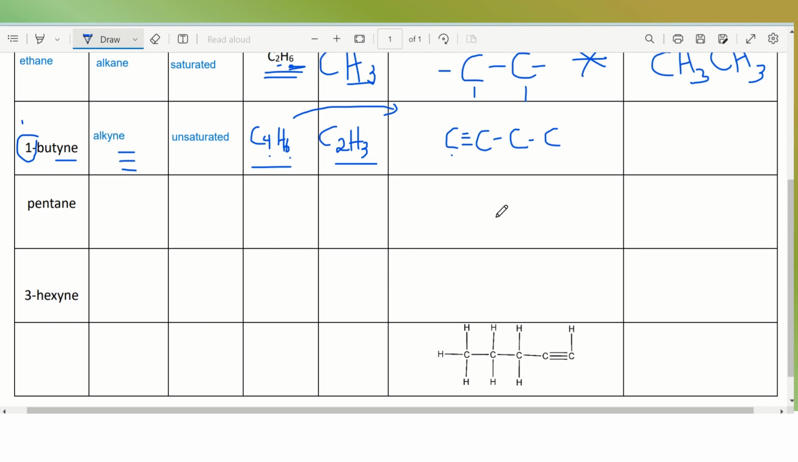And I'm not done. I need to add the hydrogens. But each carbon can only have 4 bonds. Ready? So this first carbon already has 3. So that makes 4. This next one already has 4. Add nothing. And then when I count them up, there should be 6. There is. All right. When I write the condensed structural formula, it's just going to be CH, C, no H's, CH2, CH3.